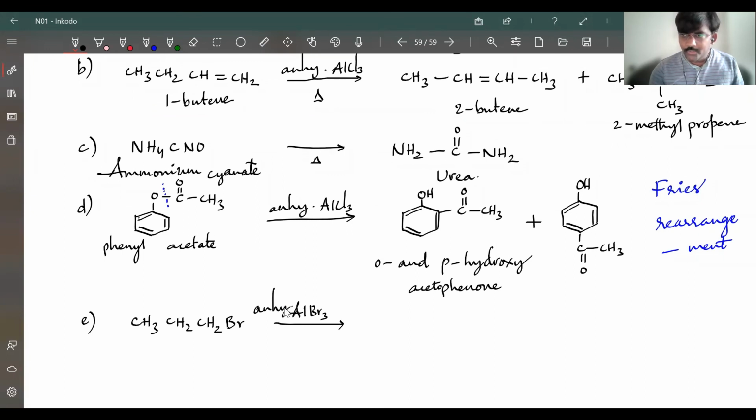If moisture is there, that moisture will fill up the octet and later it won't react. If there is no moisture, it will remain as an electron deficient compound, and that can bring the reaction. So now when it is reacting with anhydrous aluminum bromide, this will become 2-bromopropane. That means the bromine position is changing, now it is shifted to this carbon. 2-bromopropane, or you can say isopropyl bromide also.